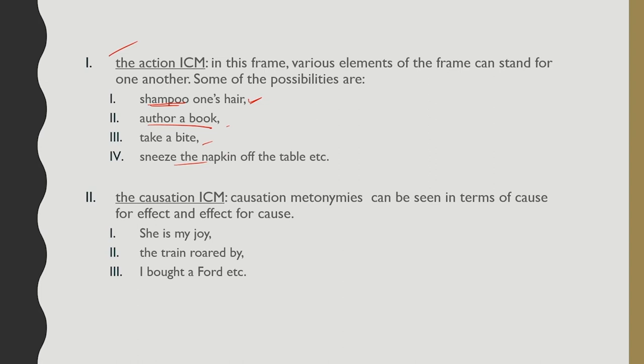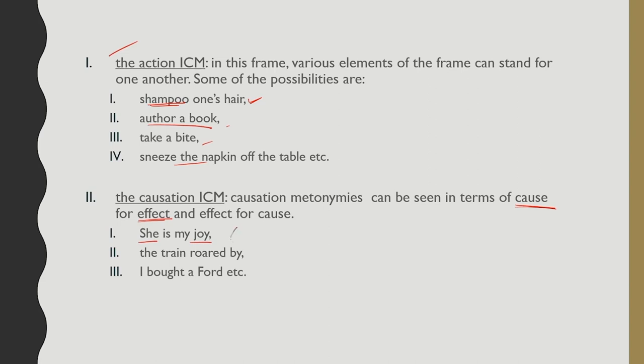Similarly, there is another ICM which makes use of cause and effect, mapping cause and effect into creating a metonymic configuration. So, she is my joy. She is the person. The entire understanding of a relationship within which, let us say, a mother is talking about her daughter. She is my joy. This is the person who causes me to be happy. So, this is how the metonymic configuration works.